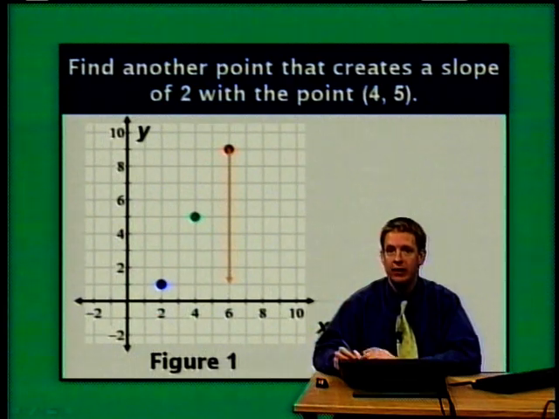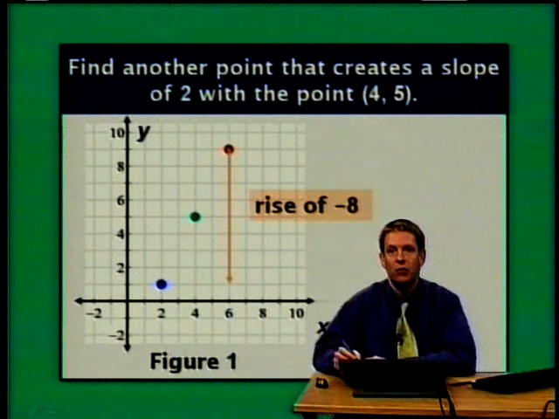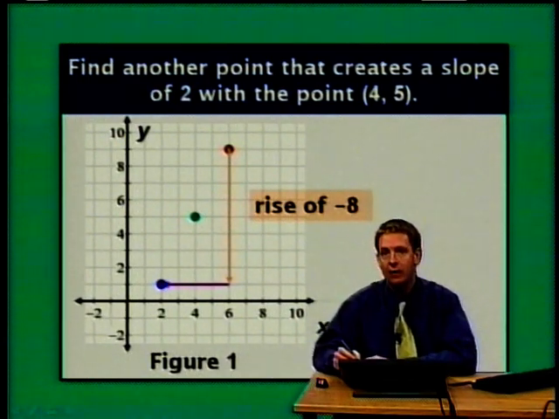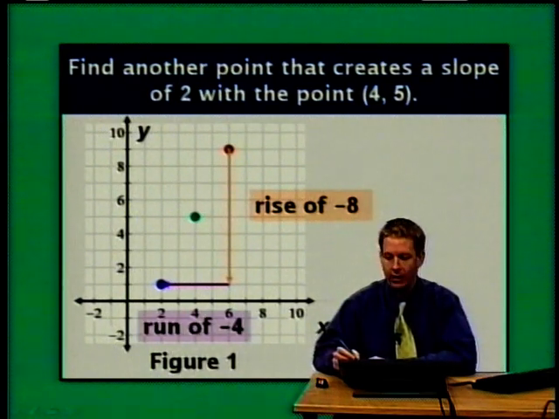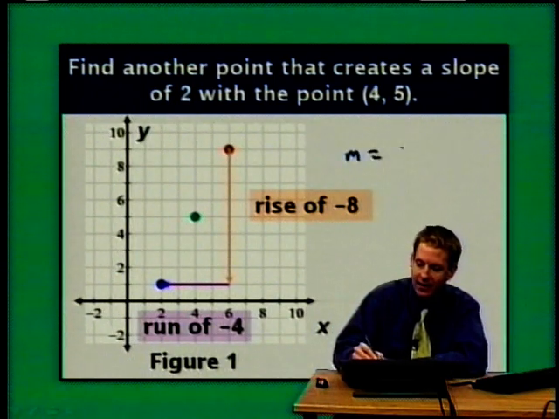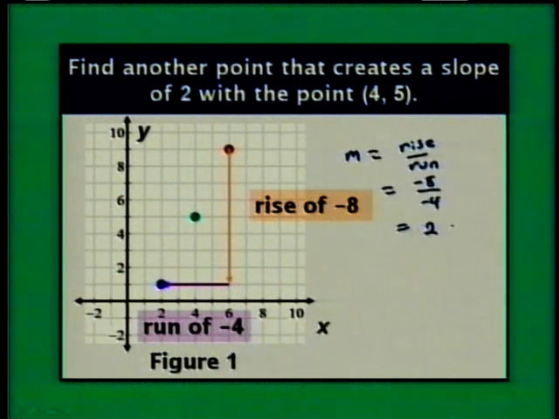When you drop between the 2 points, we call it a negative rise. This specifically is a rise of -8. The value of y decreases by 8. Then I need to move left. When I move left, the value of x decreases, so we have a negative run. Specifically, we have a run of -4. And by golly, when we calculate our slope, slope is rise over run. So this is -8 over -4, which is 2.